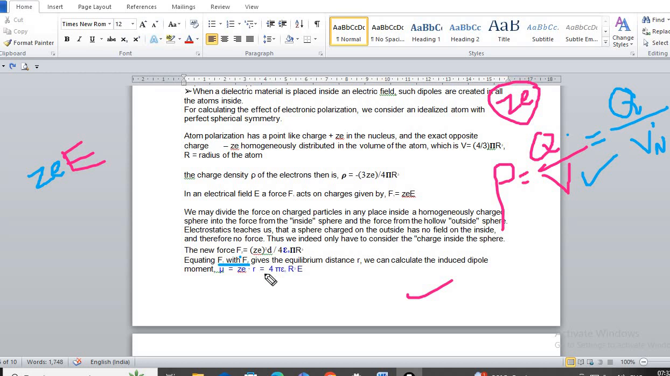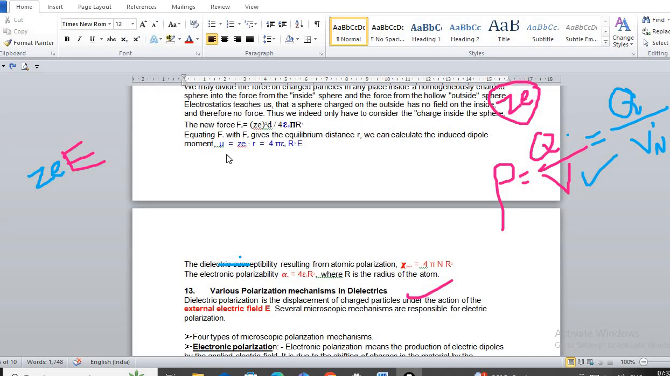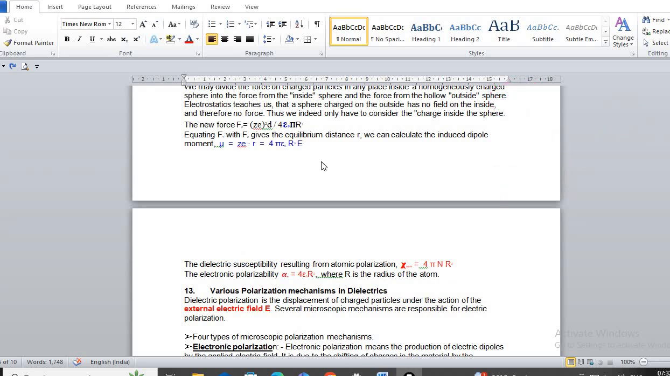If you are able to do this, you will be able to calculate the total dipole moment in the system. If you know the dipole moment mu, multiplied by n, this will give you the total polarization. If you know the total polarization, you can calculate the susceptibility in the system. Susceptibility is P divided by the external field.